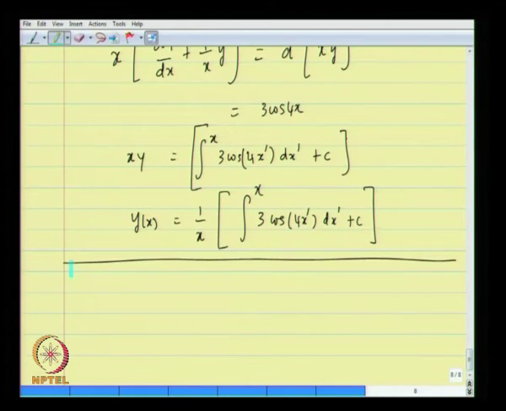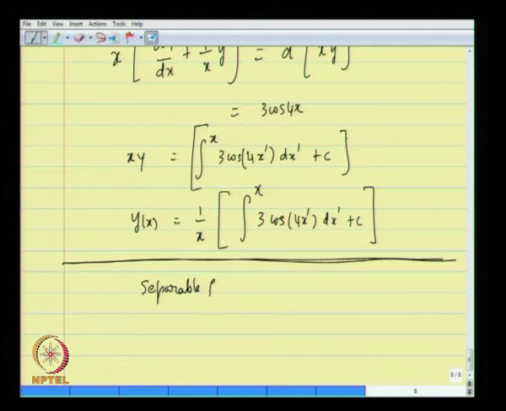So this is another form of first order differential equation that we have to remember. Then the next one that I will talk about in the next part is the separable equation, but we will stop now and we will continue that in the next part of today's lecture.